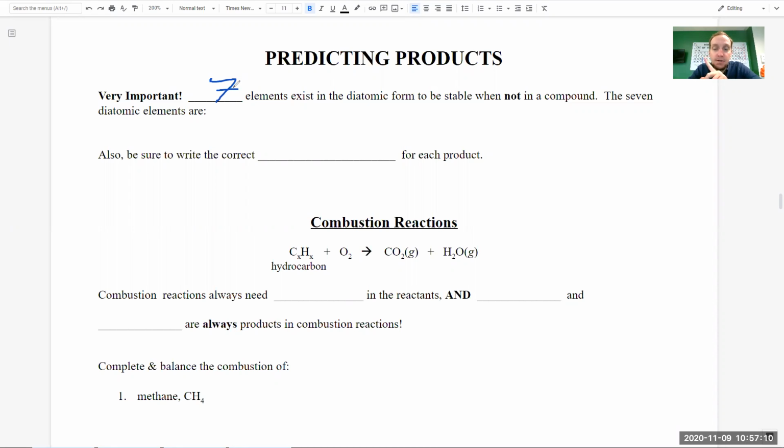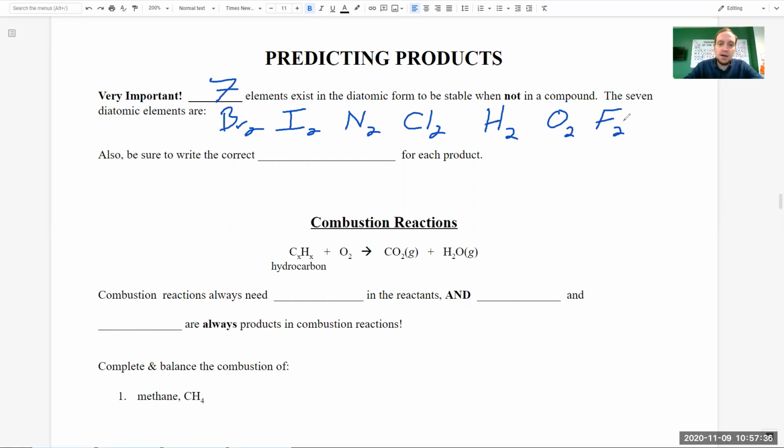Now remember, these seven, when they're in a compound, their numbers on the bottom could be anything. But if they're by themselves, not in a compound, they always are diatomic, right? So again, you all know that the silly word is Brinkelhoff. We have bromine, iodine, nitrogen, chlorine, hydrogen, oxygen, and fluorine. So there's the Brinkelhoff. Those seven, again, when they're by themselves, always are going to have a little 2 by themselves.